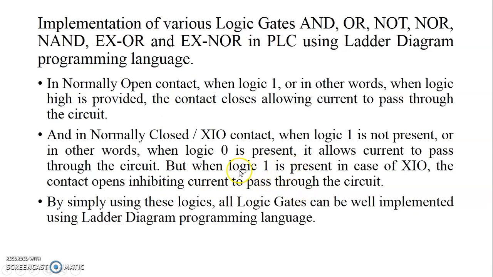So when logic 1 is present in a normally closed contact, the contact opens. That means it does not allow the current to pass through the circuit. This is a very important point. With this knowledge we'll see how to implement various logic gates in this ladder diagram.